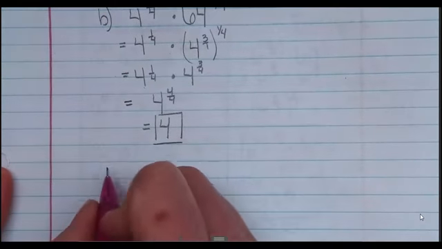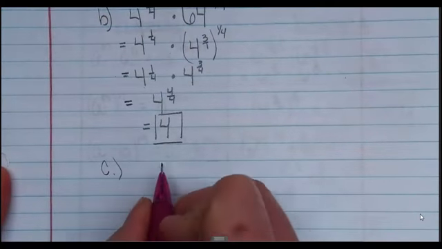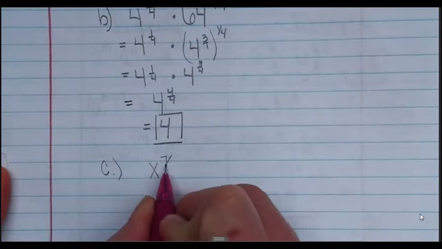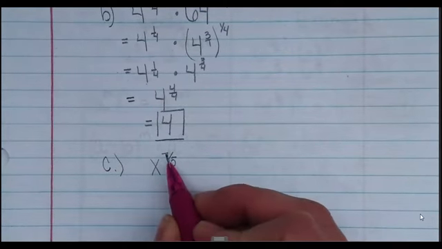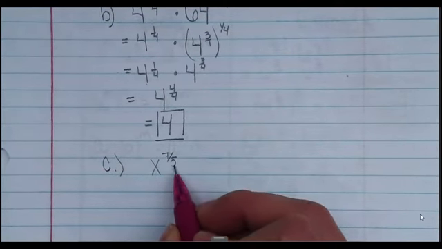Let's do one more. We're going to simplify x to the 7/5. Okay, so you might be thinking to yourself, well, this is already simplified. What else can I do? I don't have any radicals in the denominator. I don't have any negative exponents. Well, what you do have here is 7 x's and you're taking the 5th root.